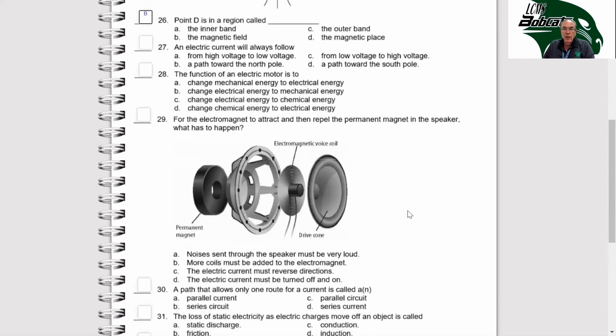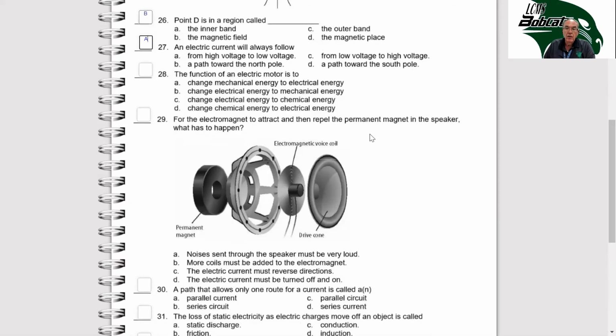An electric current will always flow. Everything in science flows from high to low. So let's look from high to low voltage. That sounds correct. Let's check the other answers. Towards the north, low to high, nothing flows from low to high, and towards the south pole, no.